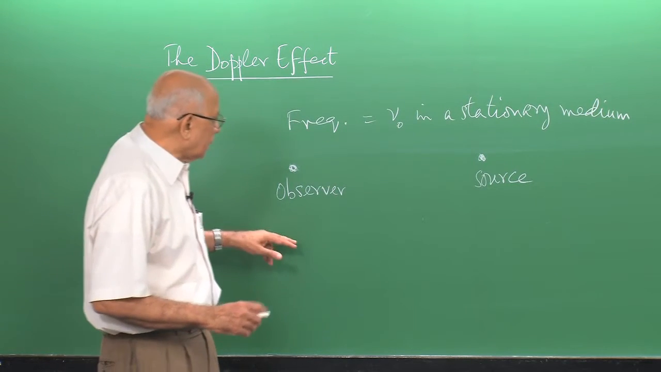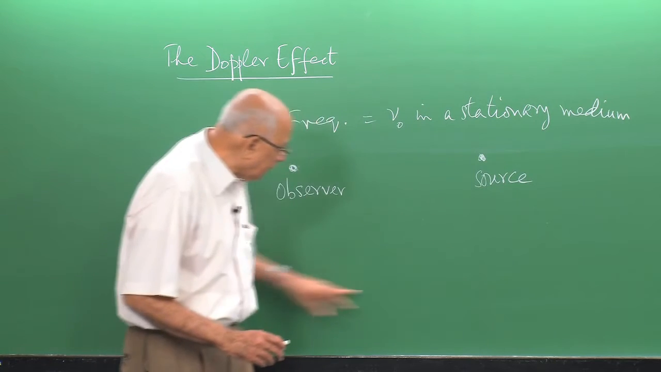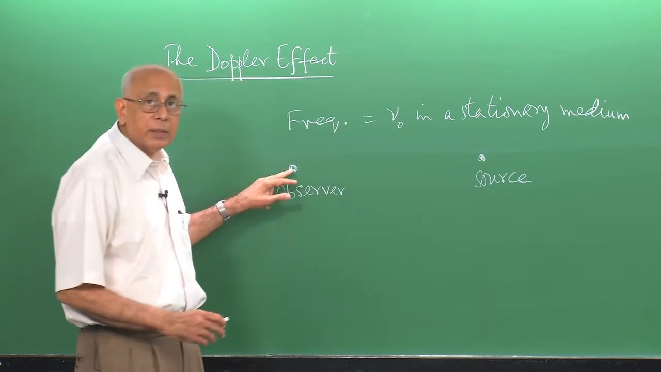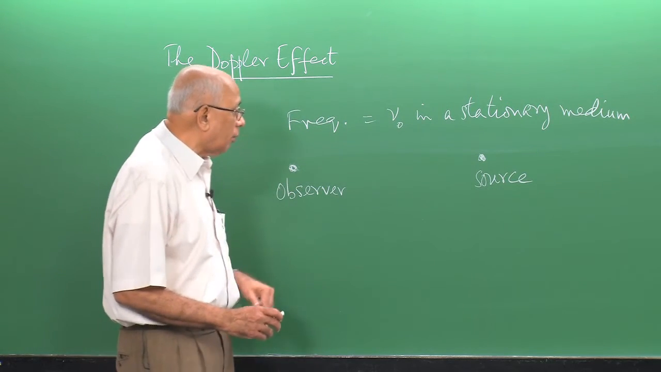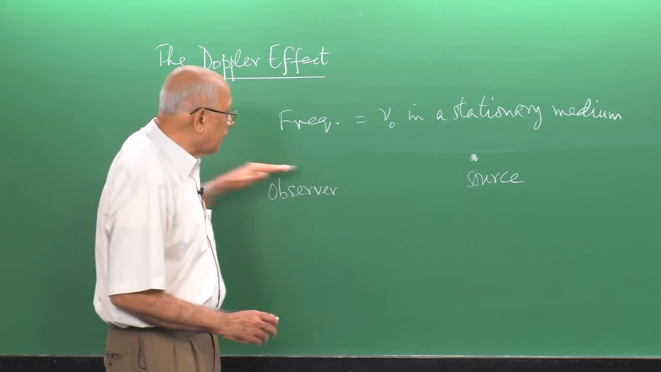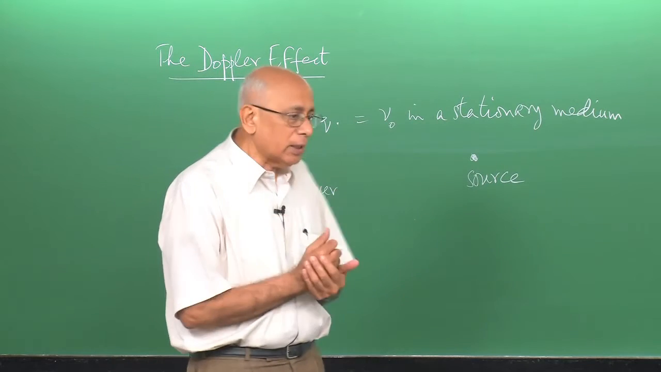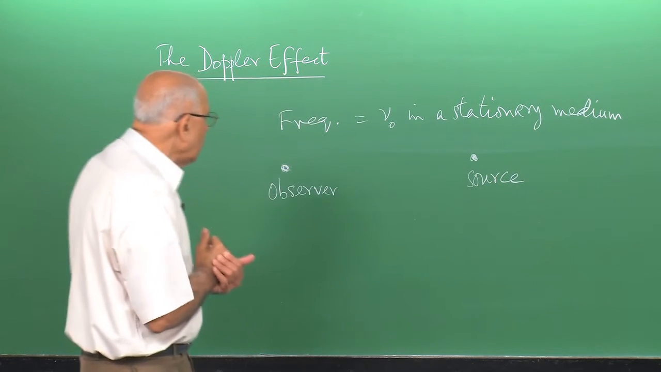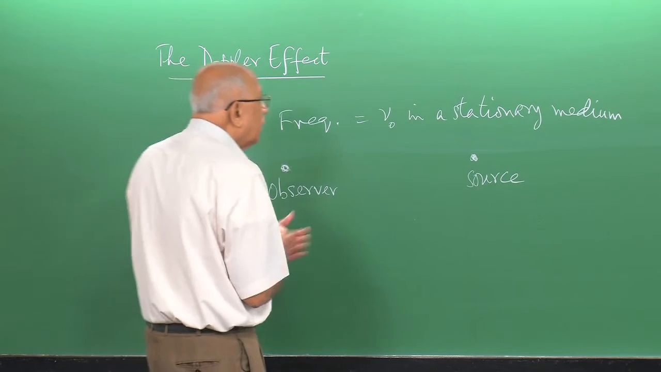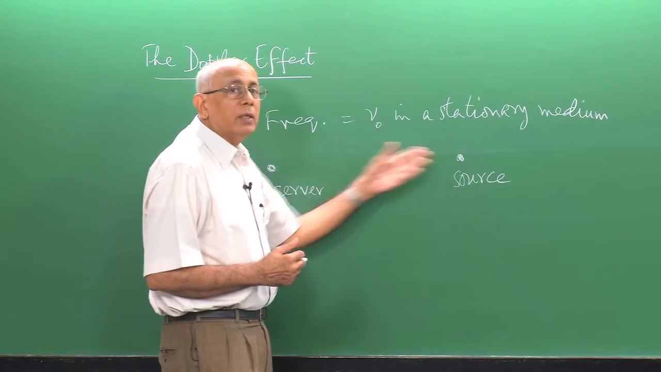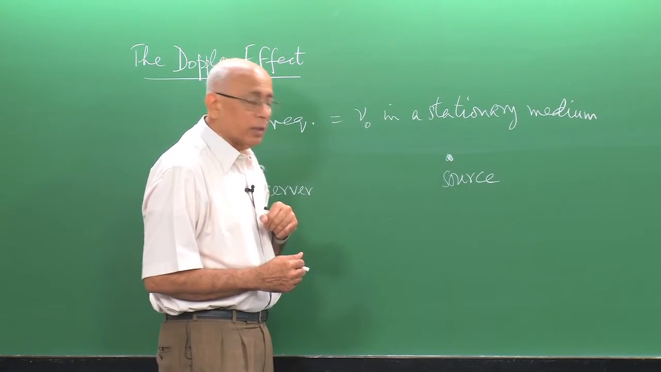So we will not look at situations where the source moves like this, for example, and the observer is here with the transverse component. We are only going to look at the simplest case where the observer and source either move towards each other or away from each other, and then ask what is going to happen if, for example, the source starts moving either towards or away from the observer.